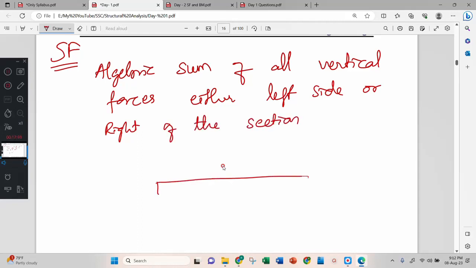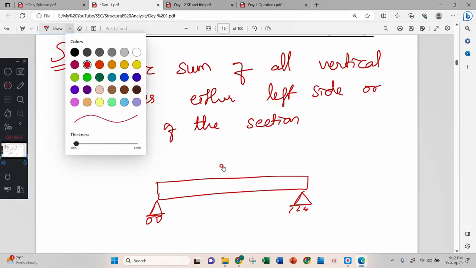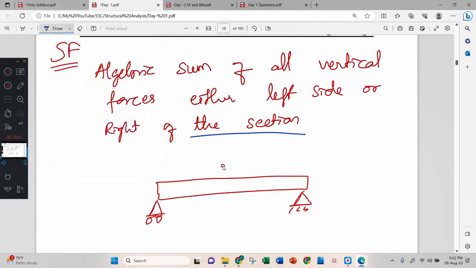See here, if we have one beam like this, the first thing is what? First thing is you should know the support reaction, and after that, very important thing is you should mention the section. Where is the section? This is your section. Correct? This is your section. Now after mentioning the section, you have to look at either left side or right side. You have a choice. You look at either this side or this side. Don't look at both sides.